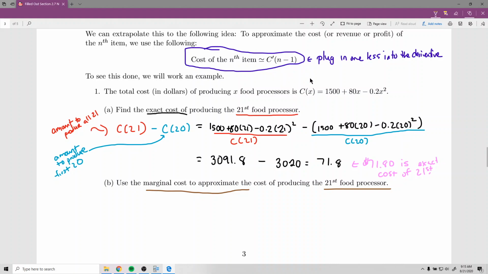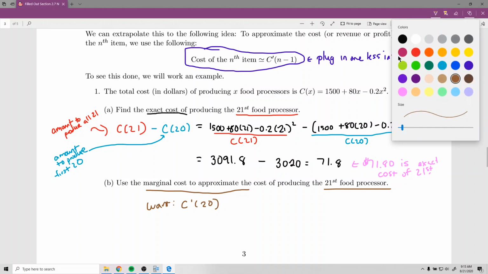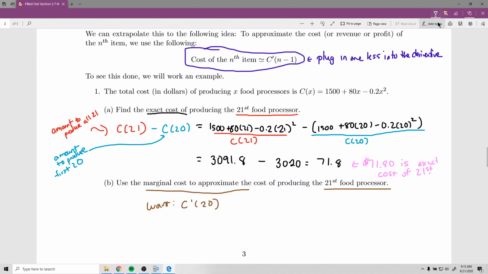So here's the main thing. We want to do the derivative, but we don't plug in 21, we plug in 20. We plug in one less. So we want to compute C prime of 20, one less than 21. All right, so you need C prime of x first. Like we mentioned in the previous section, you have to do C prime of x, you got to do the derivative and then plug in a number.